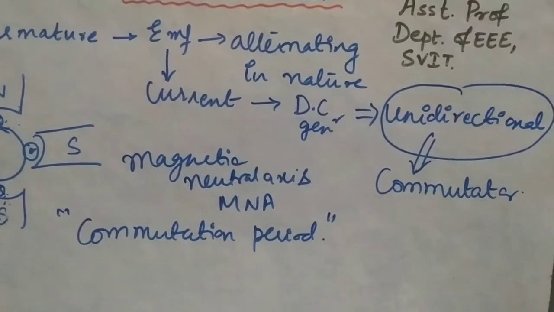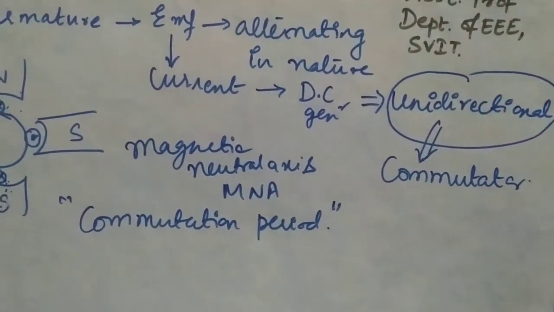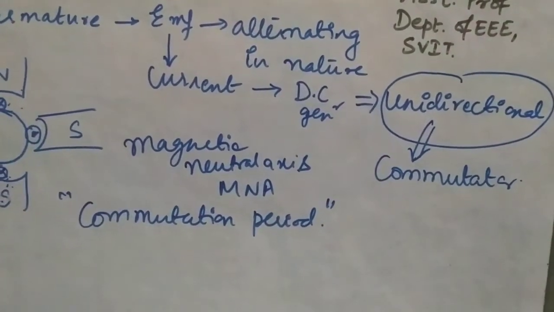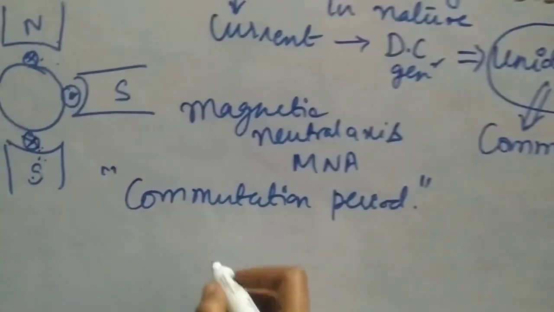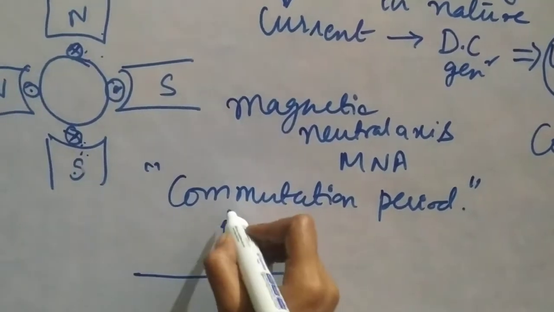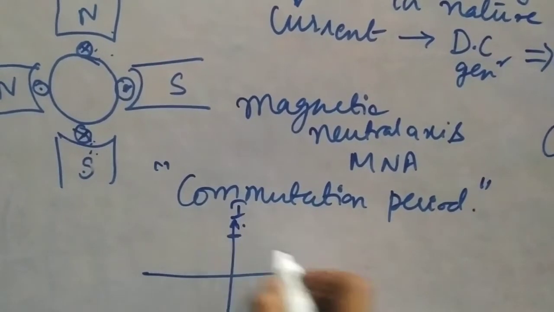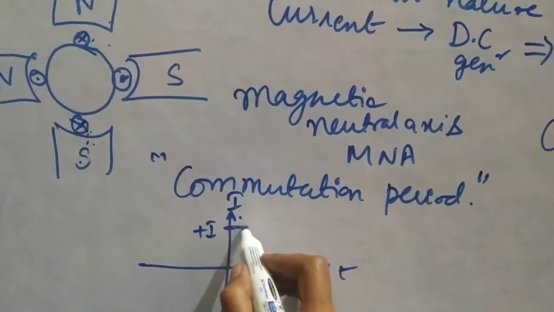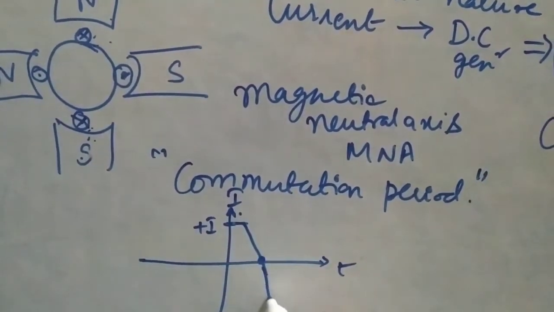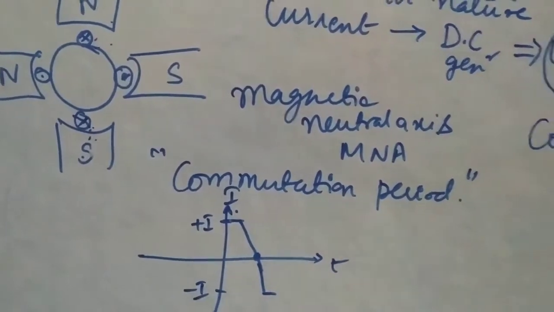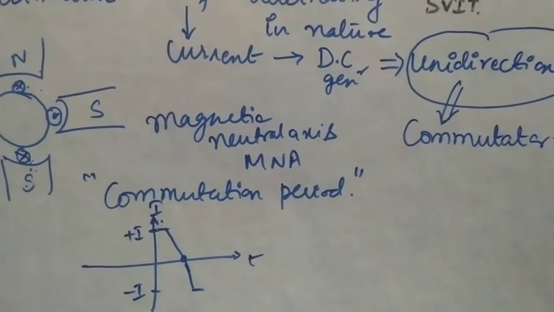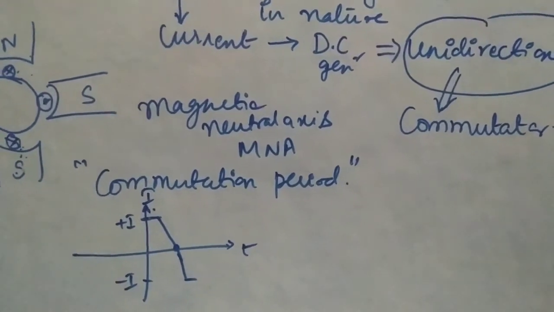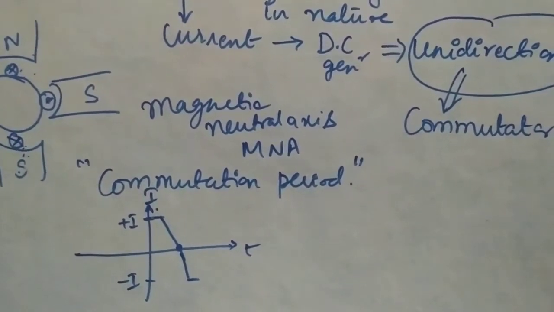Now let us discuss this in detail. Commutation is said to be ideal whenever the current changes from plus I to 0 and 0 to minus I within the commutation period.